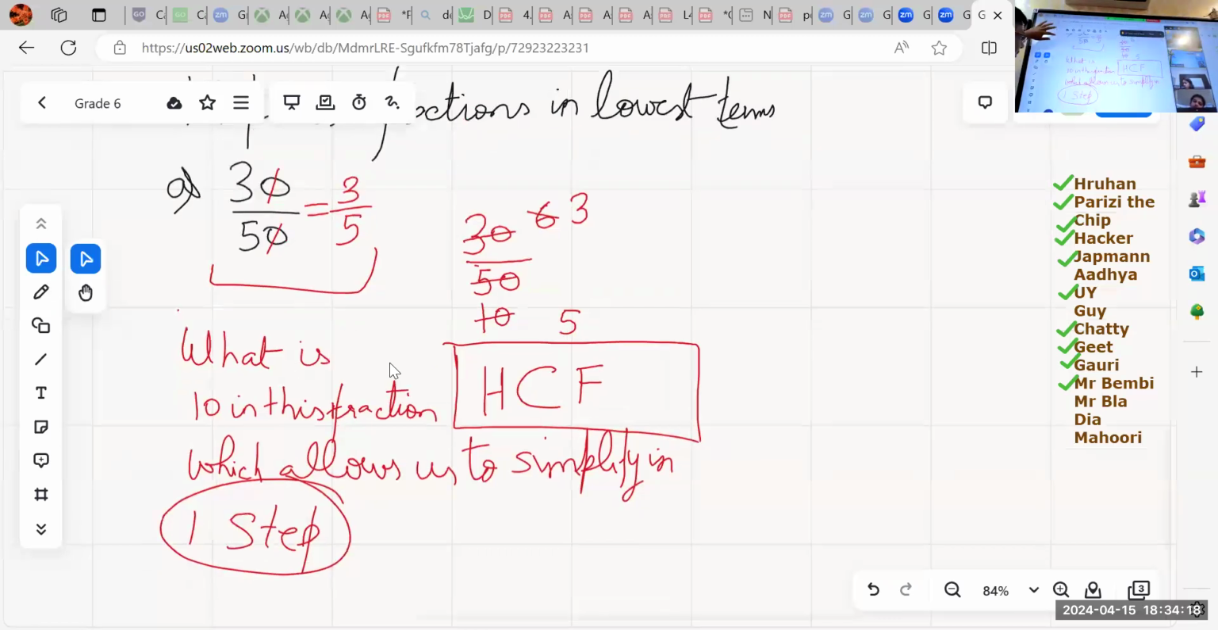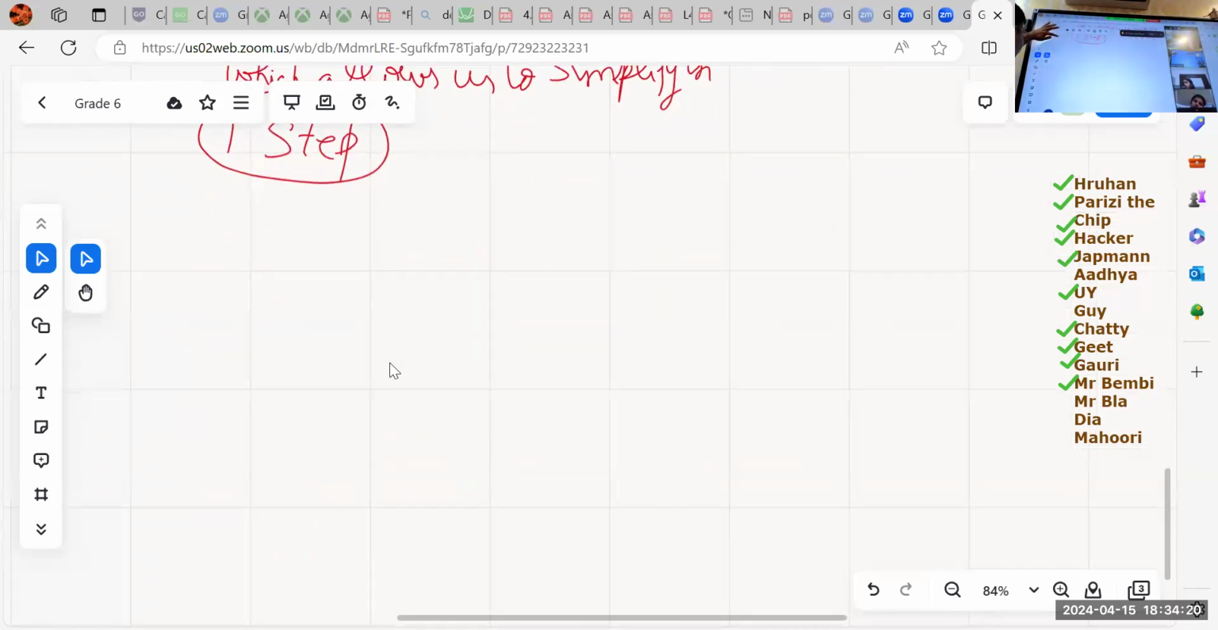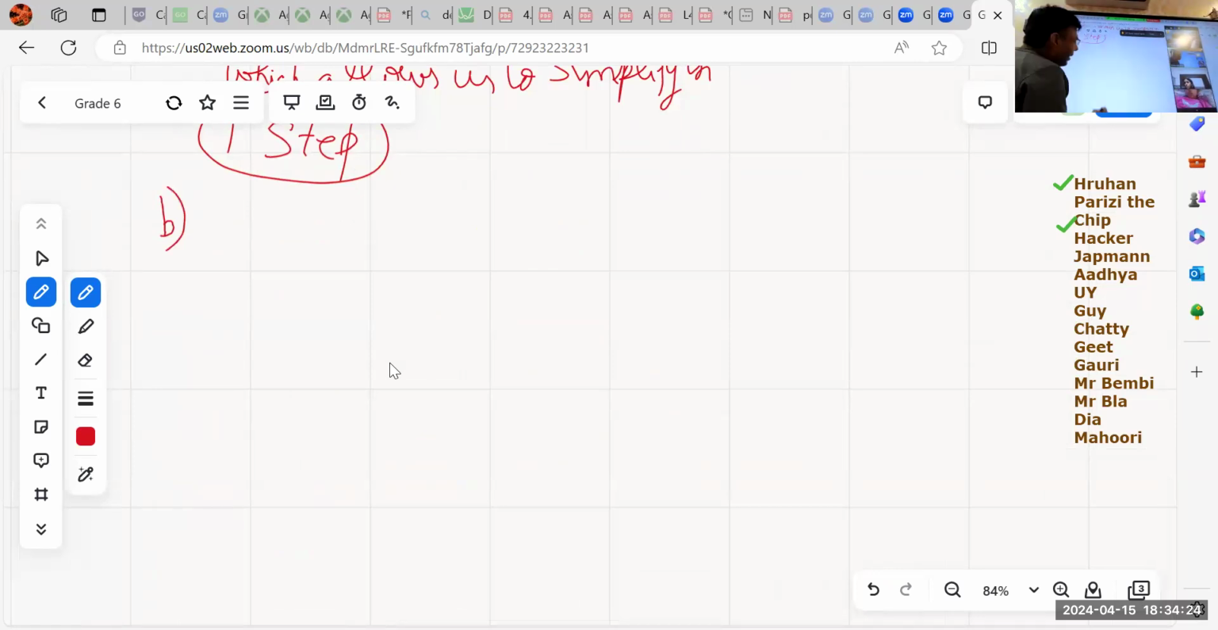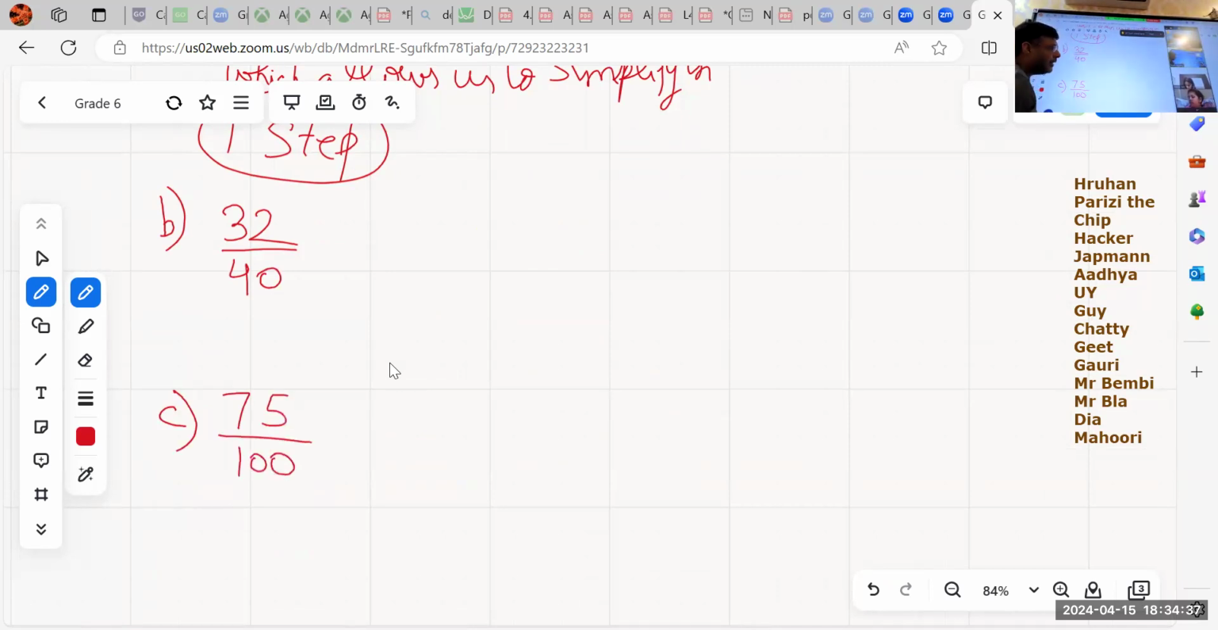So next, let's go to the B and C part. You have to give the answer of both these. You have to simplify in lowest terms. Just try to do it in one step, like I told you, and see that the number you use to divide the numerator and denominator would be nothing but its HCF.